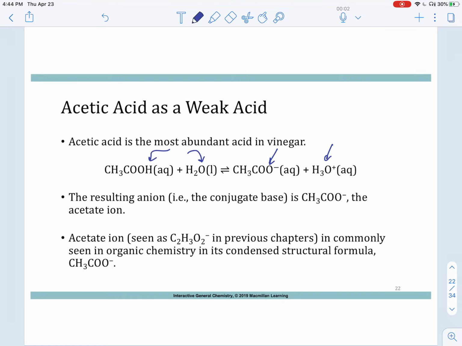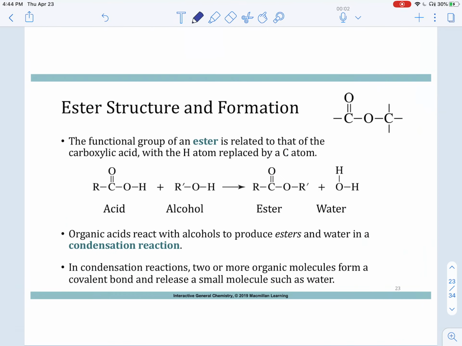Okay, so that's carboxylic acids. Now, what if we take one of these and react it with an alcohol? Notice that is an R. That's an R prime. So an ester is taking, I'm going to also highlight this H and this OH.